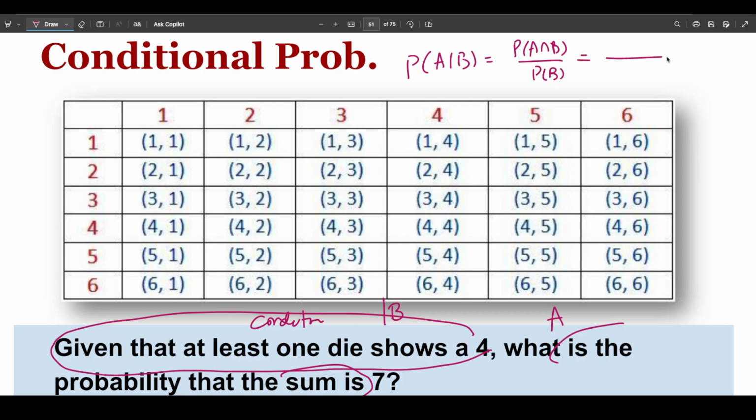What does it mean? On the top, I'm going to write probability of A and B. So it has to be sum equal to 7, and at least one die shows a 4, at least. So what are the cases? Let's see. So these are the total cases in which at least one die shows a 4.